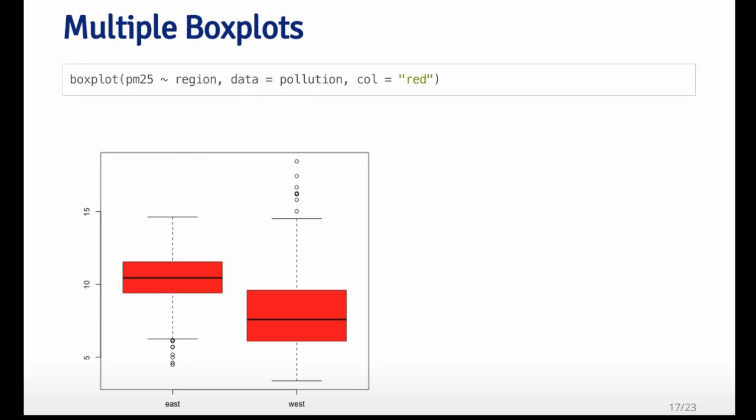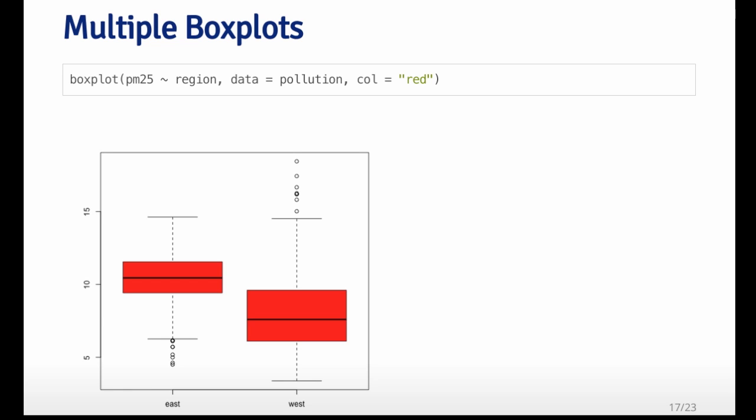So here's a way to look at 2-dimensional data. I've got, in one dimension, the east-west variable, which is categorical, and in the other dimension, I've got the PM2.5 variable. And you can see that I've got 2 boxplots, one for east and one for west. And you can see that in the east, on average, the PM2.5 tends to be quite a bit higher than it is in the west. And so that's a nice summary of these 2 dimensions.